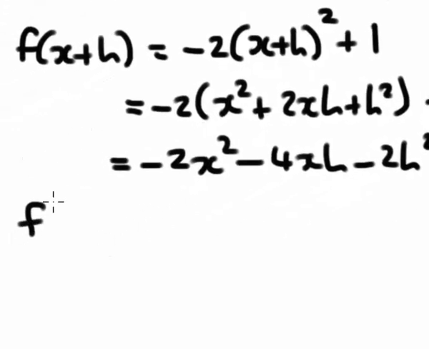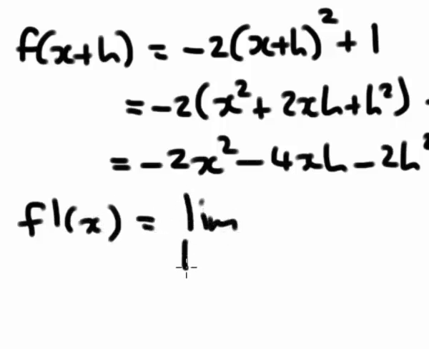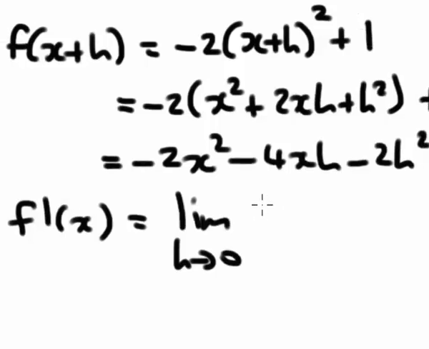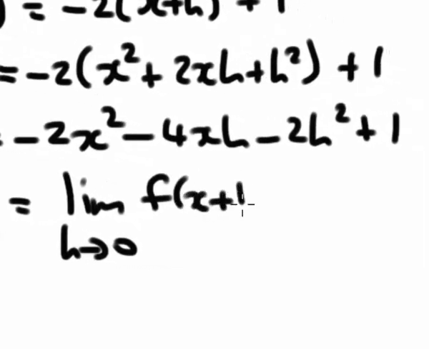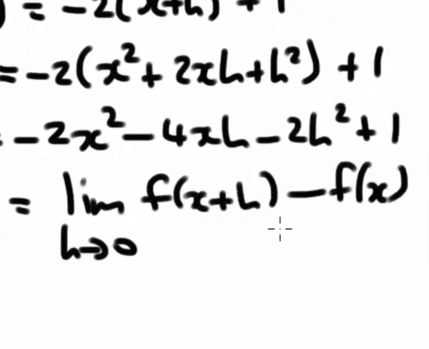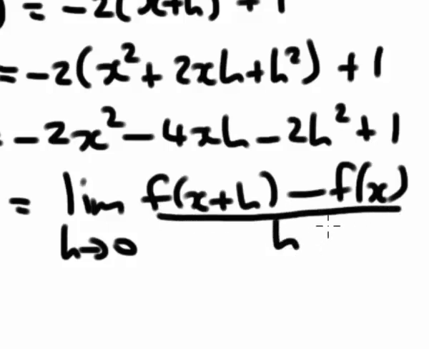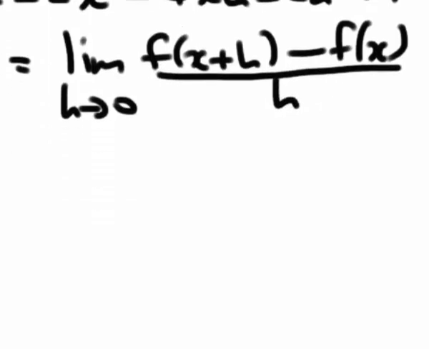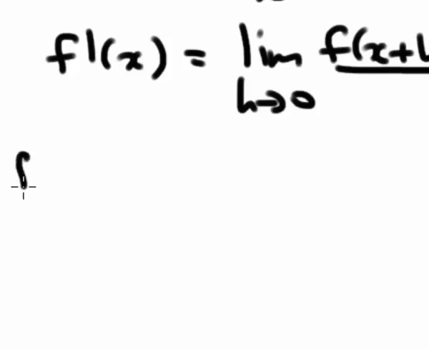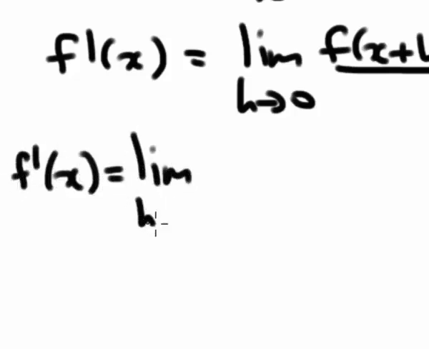Then we say f prime x is the limit as h approaches 0 of f of x plus h minus f of x, all over h. That's the gradient from first principles. Okay, so what does this equal? f prime x is going to be the limit as h approaches 0.